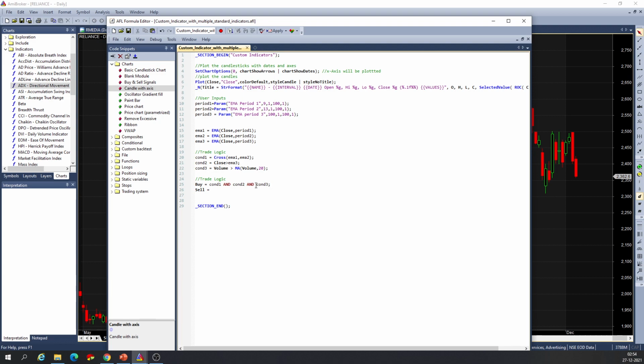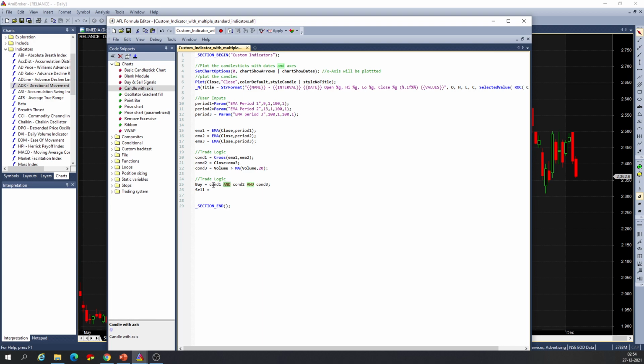And when there are two conditions, but you don't want the logical operator AND, but you want OR between them, which means that if either of these is true, then your trade logic is true. So if condition 1 is true or condition 2 is true, then also your trade logic is true. So likewise, you can use the logical operators.